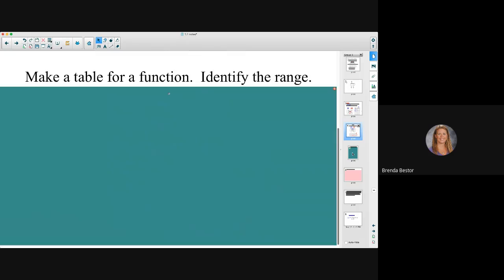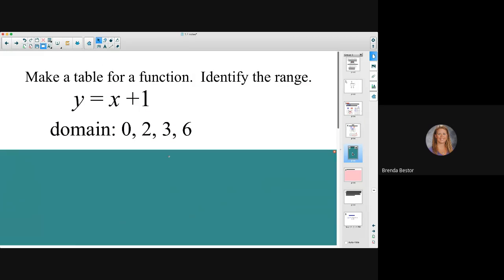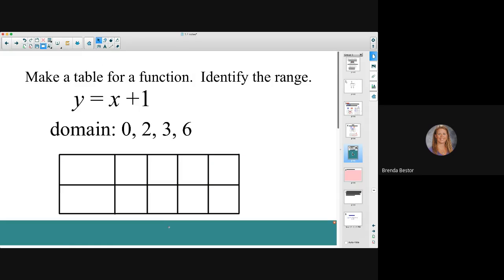All right, so moving on from there. Make a table for a function, identify the range. Y equals x plus 1, 0, 2, 3, and 6. Up here, I want you to write, we're calling this the rule. That's the rule. When it said make functions as rules and as tables, the rule is mathematical.